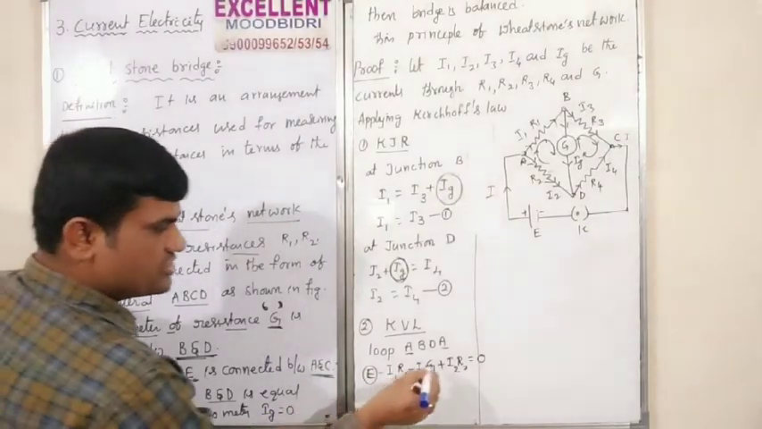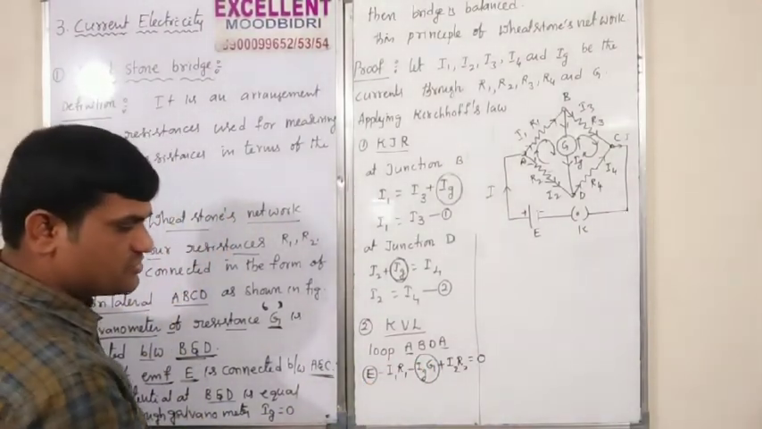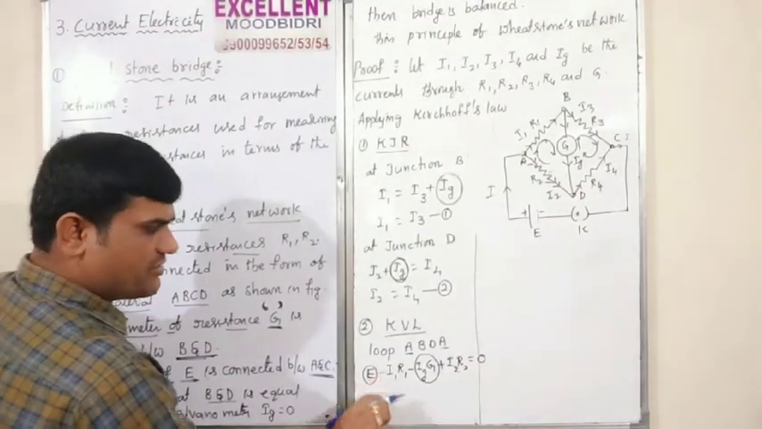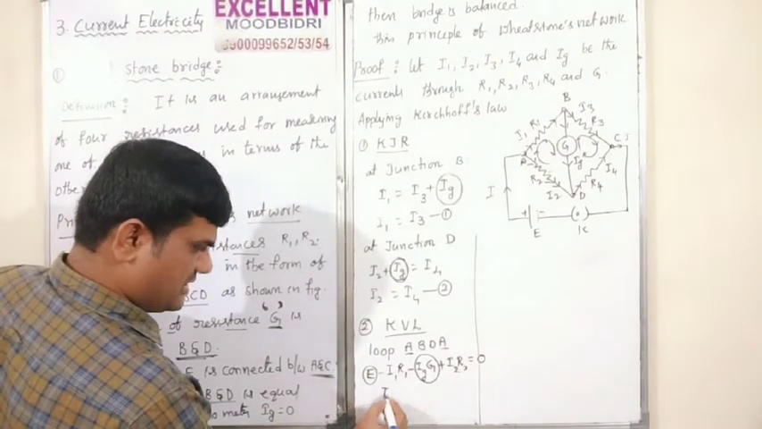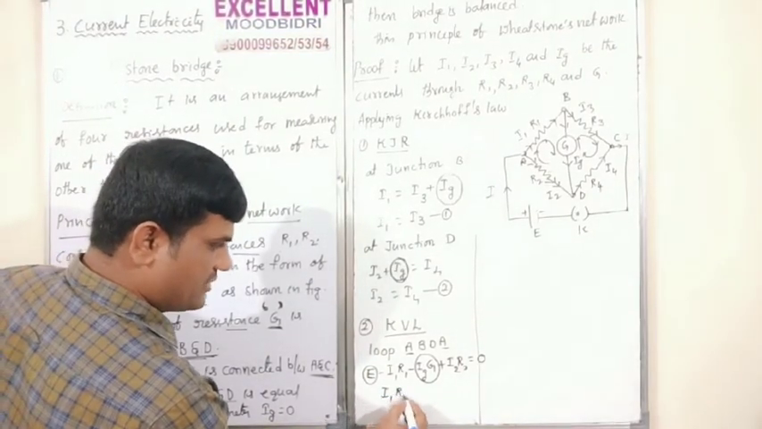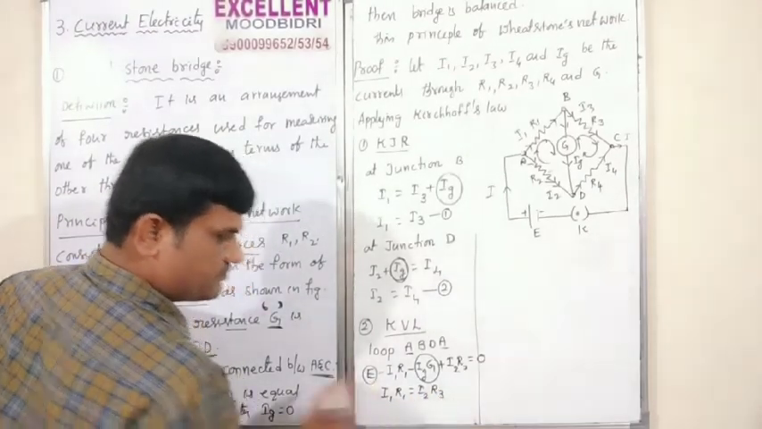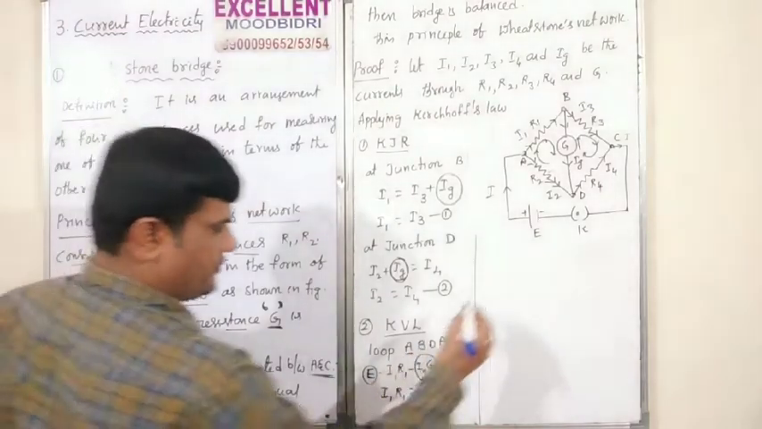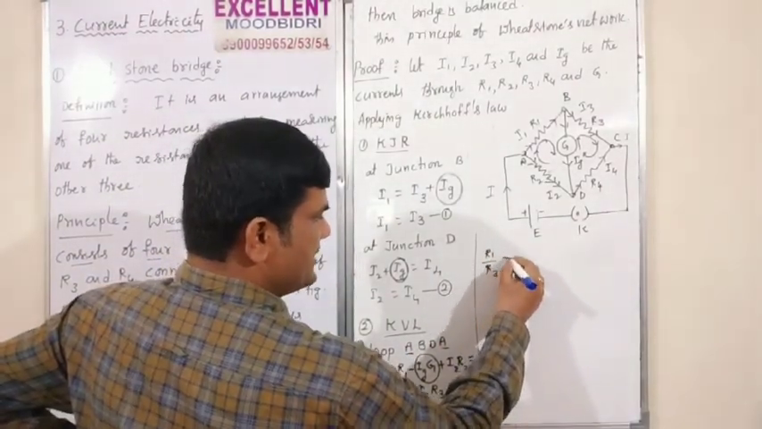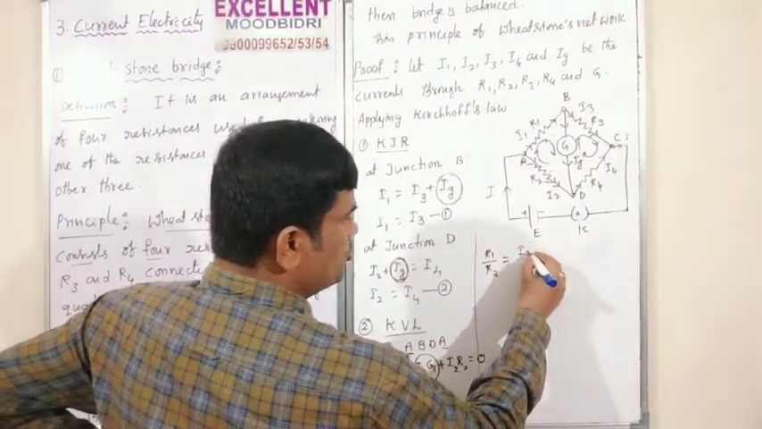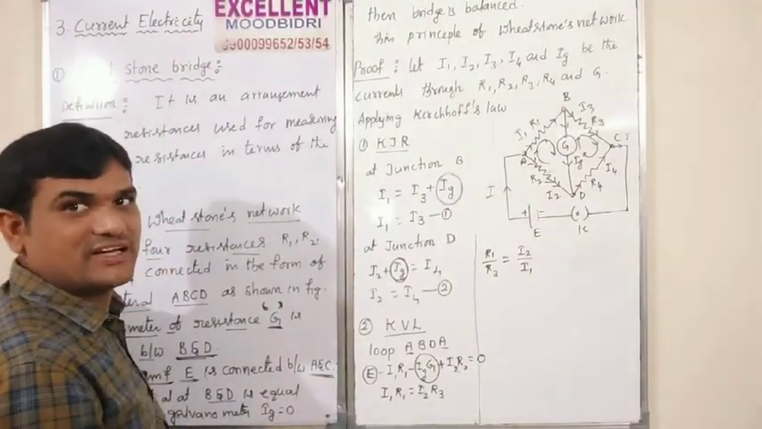Ig is equal to 0, therefore this total term becomes 0. Then this minus term, you can transfer to that side, and it becomes plus. Therefore I1 R1 is equal to I2 R3. So finally I can write here R1 by R3 is equal to I2 by I1. Are you clear?